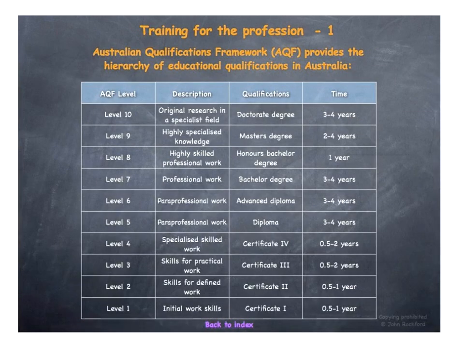Let's just have a look at the qualifications. This is the Australian Qualifications Framework, and this provides a hierarchy of educational qualifications in Australia. Now, some of you may not know about this, but let's have a look at the top level, which is level 10, a doctorate degree. And a doctorate degree can take quite a long time.